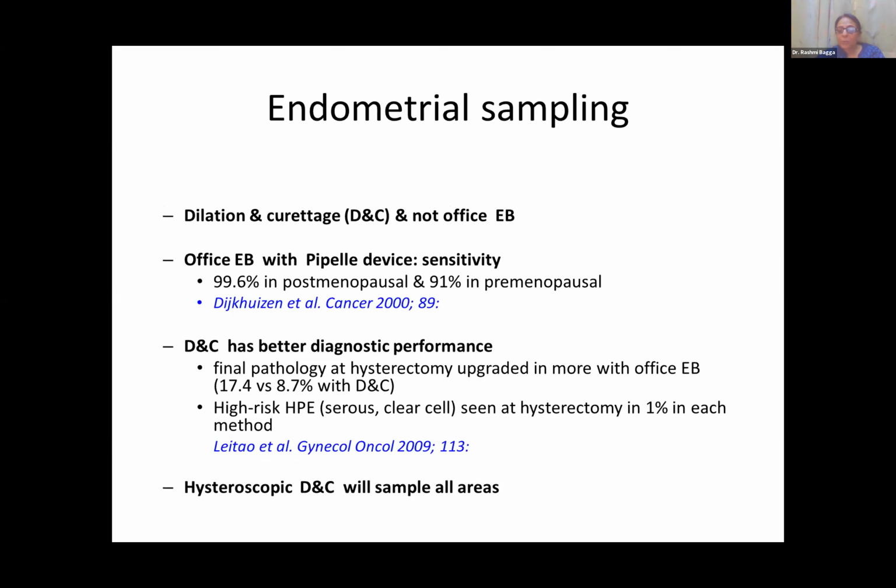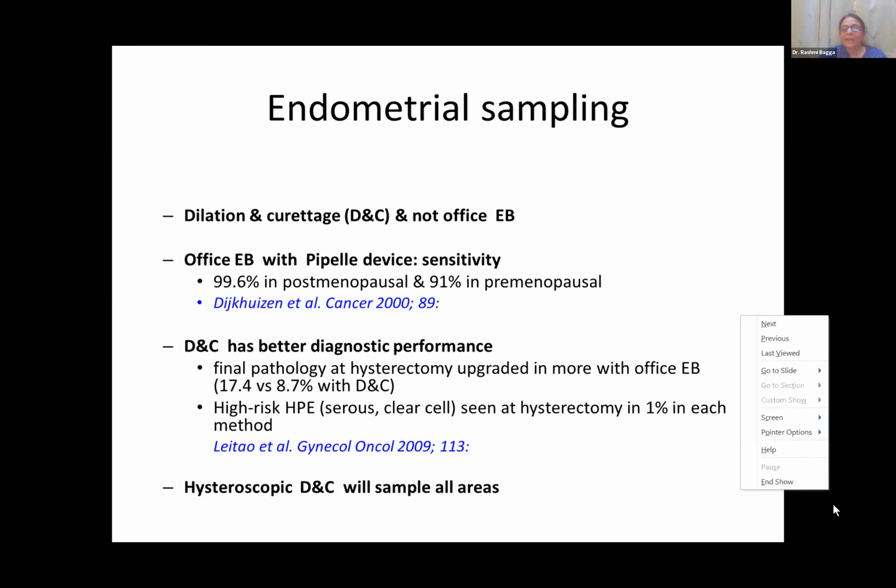So as I said, it should be a grade 1 cancer identified on endometrial histology. And this endometrium should have been obtained by a D&C and not by an office endometrial biopsy, because an office biopsy is not as sensitive. It may not pick up the entire area, and we need to know which is the worst area in grading. D&C has definitely better diagnostic performance, because the final pathology at hysterectomy was upgraded in more women when office biopsy was done initially as compared to D&C, 17.4 versus 8.7%.